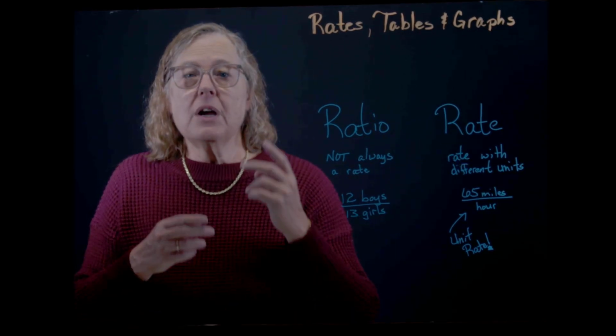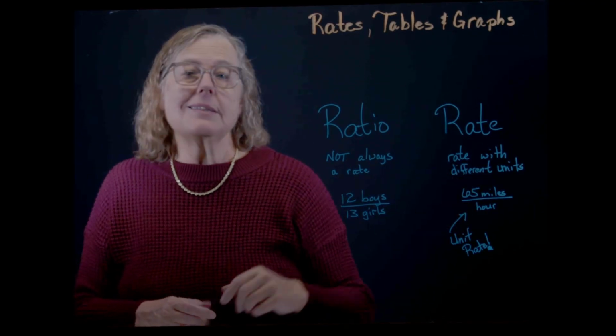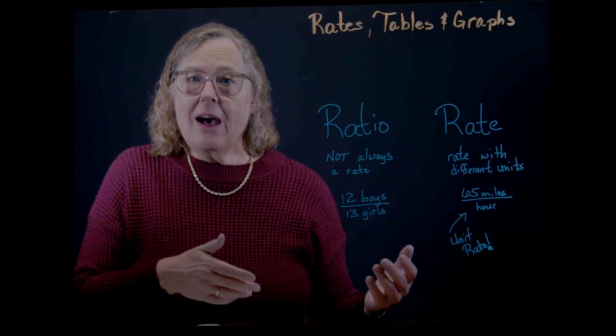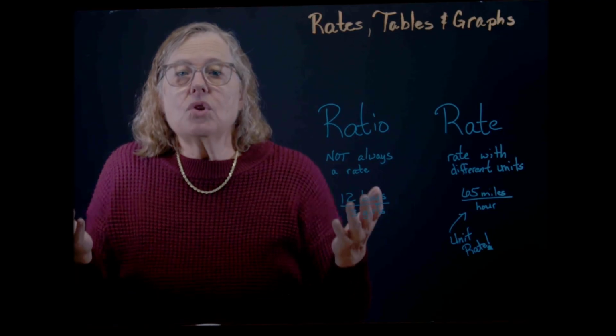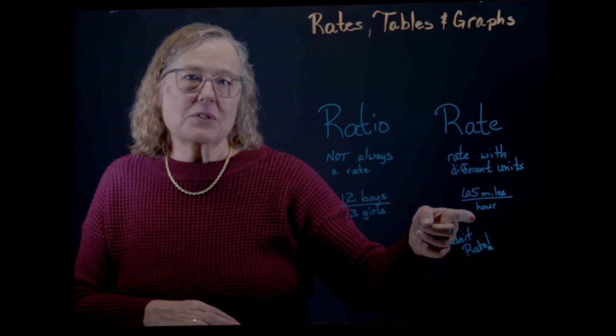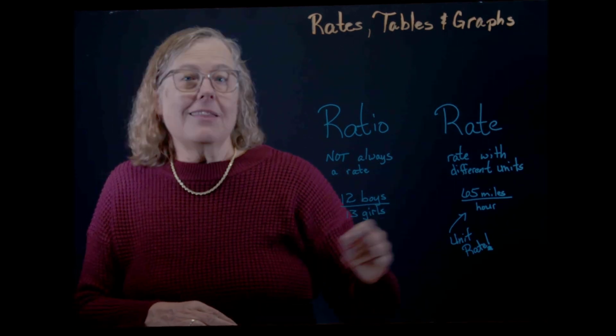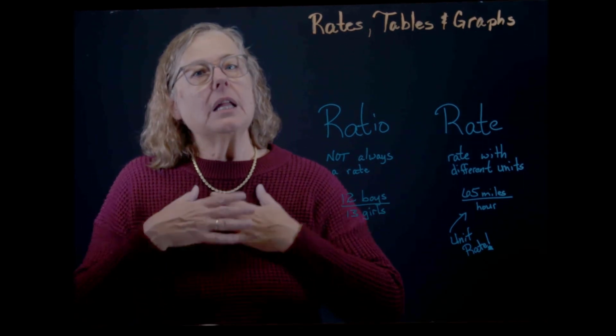The rate compares two quantities with different units. For example, we went 65 miles per hour. Miles and hours, totally different units. You notice what I put there. There's a 1 on the bottom. If you don't write anything, it means there's a 1. Then that's a unit rate, and we love unit rates.